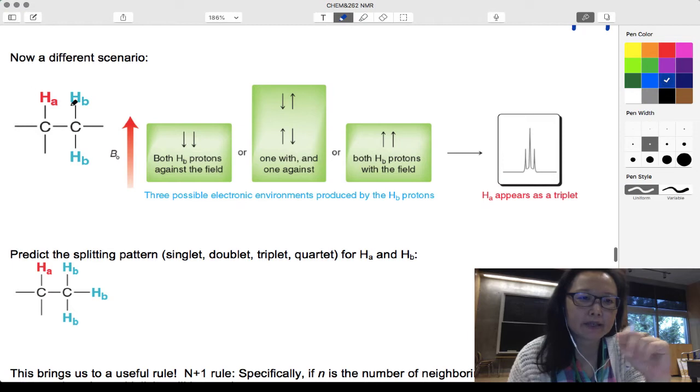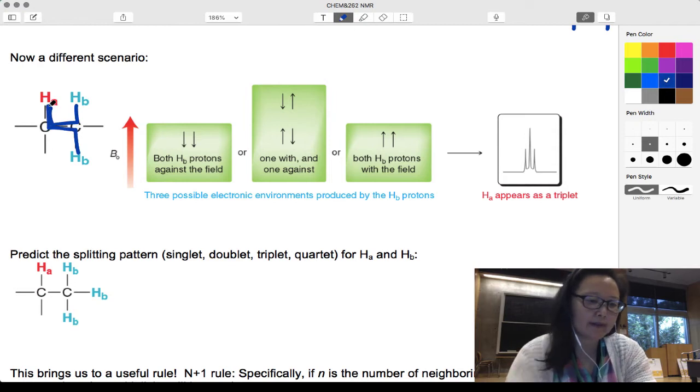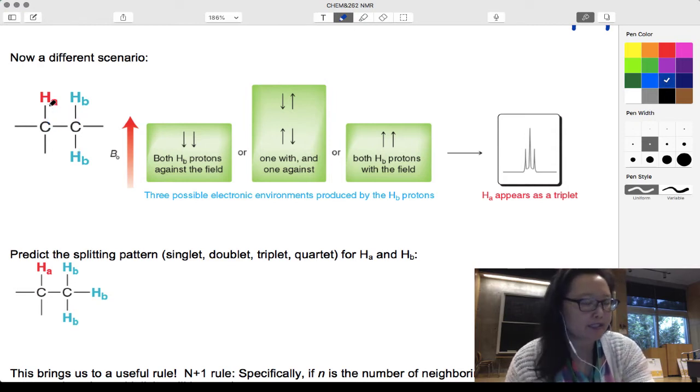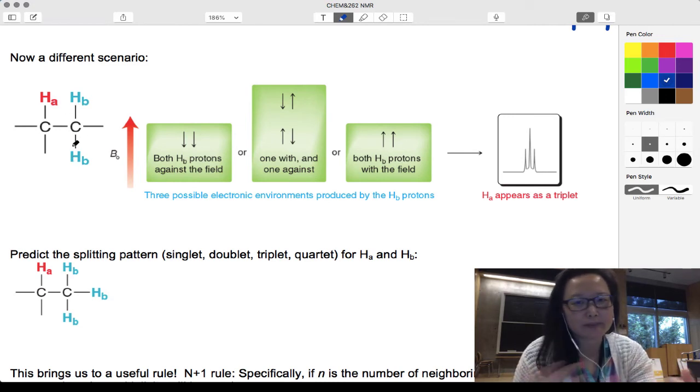Different scenario: let's say we have 2 HB atoms now. Before we just had 1, and now we have 2, and they're both within 3 sigma bonds. So they're both going to split HA. You can also think of this rotating, so they both have access to HA, and they're both equivalent to each other. You can't tell the difference between which HB is splitting HA.